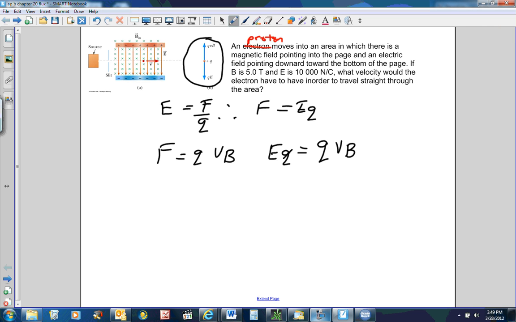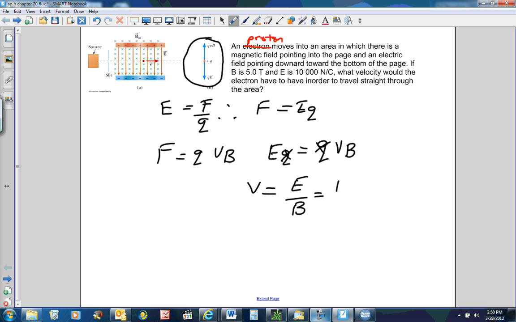And of course, the charge on a proton is 1.6 times 10 to the negative 19th. So the charge doesn't matter because that cancels out. And if I solve for V, I get E, electric field, divided by B, the magnetic field, and that's the equation for a velocity selector. So that's if you're mixing electric and magnetic fields.